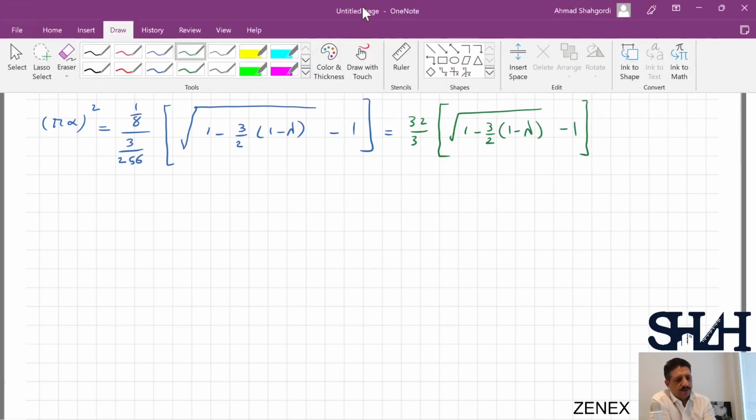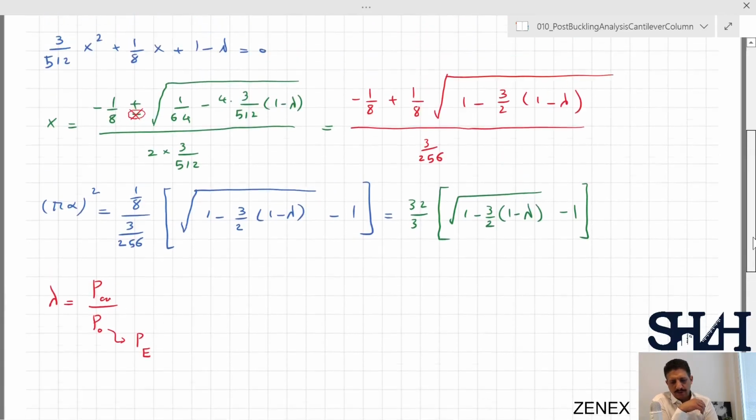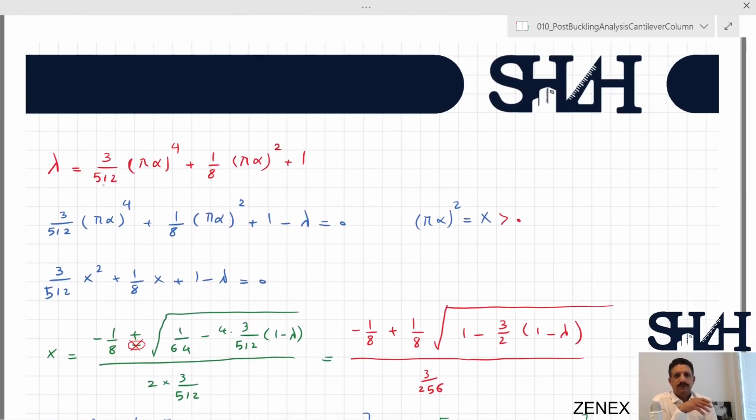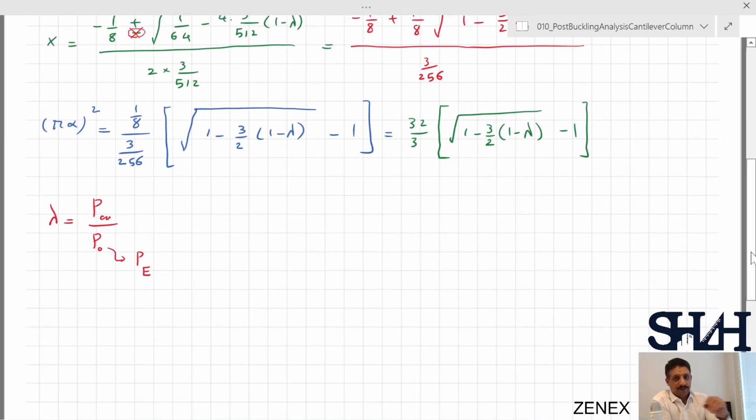Now let's discuss lambda. Lambda was P critical divided by P0. This P0 is the Euler buckling load. We found it from the Euler equation. And we know that lambda is always greater than 1. We can see it from the equation, and also after bifurcating the system, it starts to increase the capacity, which is called post-buckling. It was stable in the secondary path.